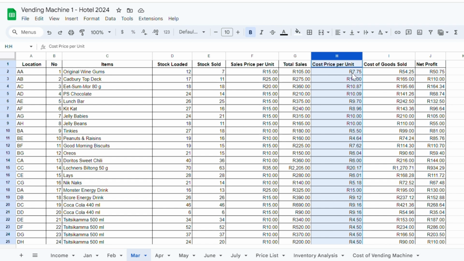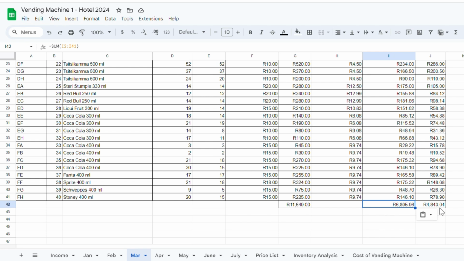And then that's the cost price, cost per unit, being the cost of the product itself. And then how I calculate it is total sales is calculated with the sales price per unit times the stock sold. And then the cost of the goods sold is the cost price per unit times the stock sold, to give us how much profit was made for that specific product in that specific month. So yeah, that's basically how it works, guys.